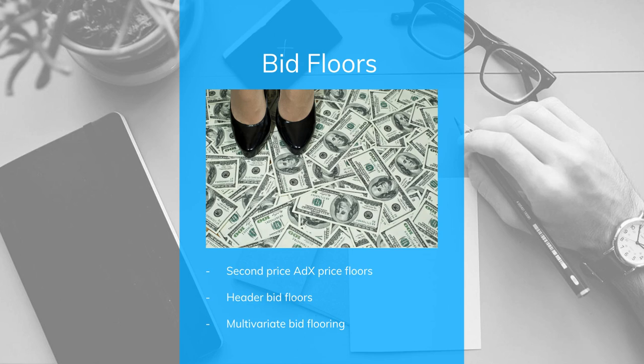floors. So some of you might have heard about the second price auction with Google Ad Exchange. So I'll give an example. Say for an ad impression, Ad Exchange wins the bid at $10, and the second highest bid was $5. AdX can win that second price. Their first price was $10. Their second price could be as low as $5.01.